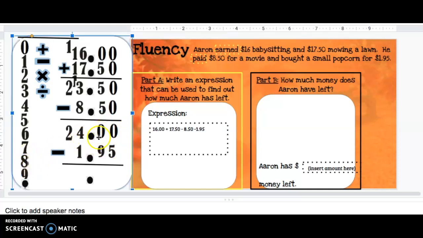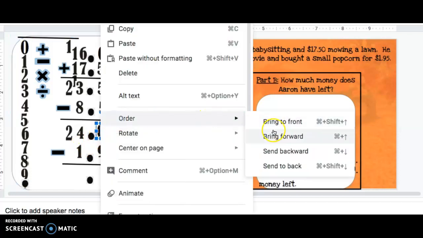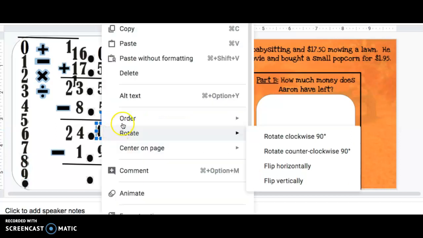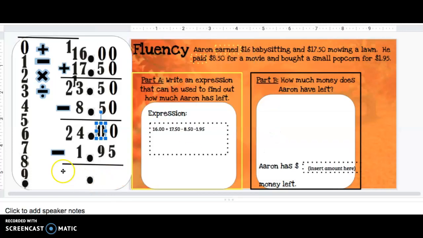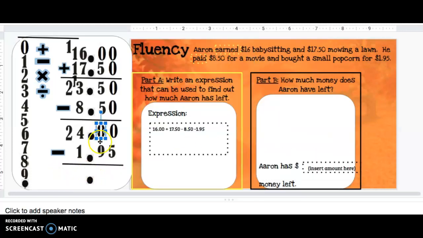Why is that 9 not going there, guys? Hold on. Give me a minute. Bring forward. The 9 we need to bring to the front. So we have our 9. Okay?